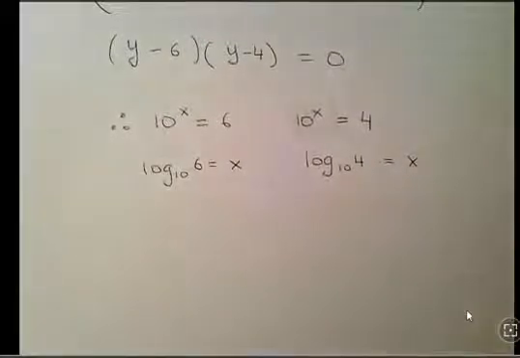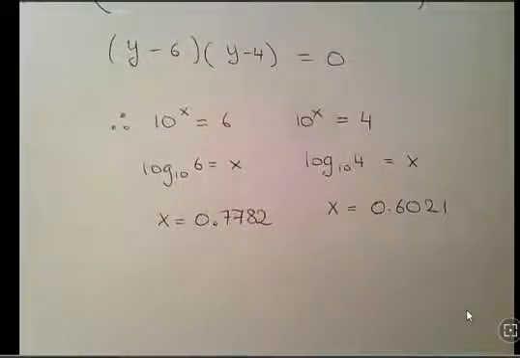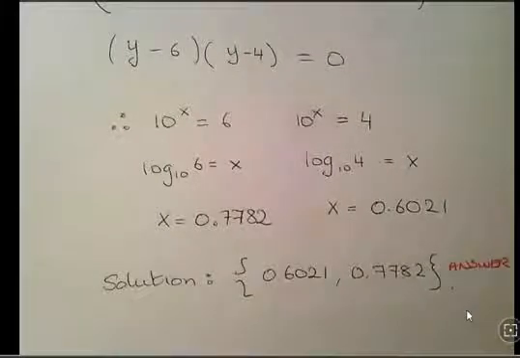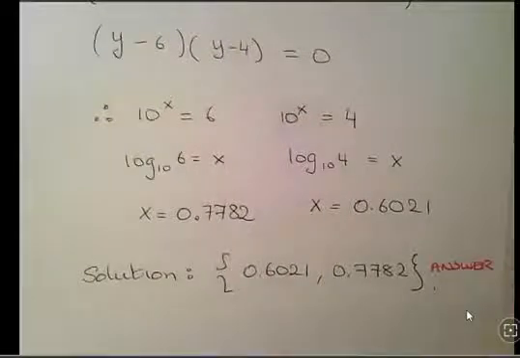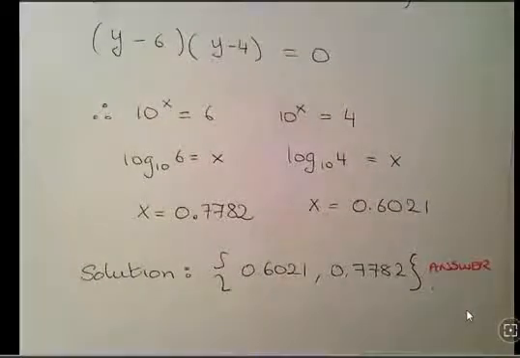So log of 6 to the base 10 is equal to x. Log of 4 to the base 10 is equal to x. Just work those out with your calculator or your tables, and you should find that x is either equal to 0.7782, or in the other case, x is equal to 0.6021. So that's the solution set, and that is the answer to the first logarithms question.